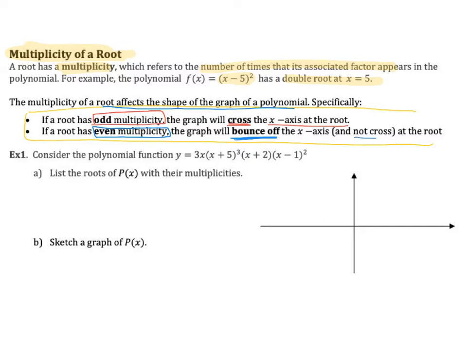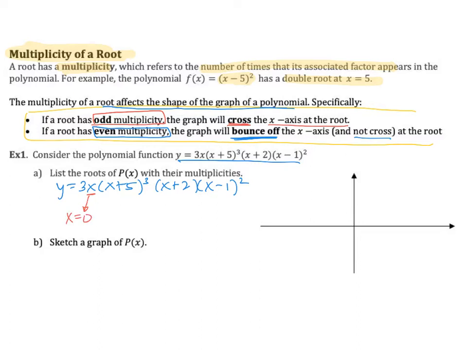So it will not cross. So let's experiment, or let's do an example here so you can see what I mean by this. We have this function y equals 3x times (x plus 5) cubed, times (x plus 2), times (x minus 1) squared. So here we have an x in front.